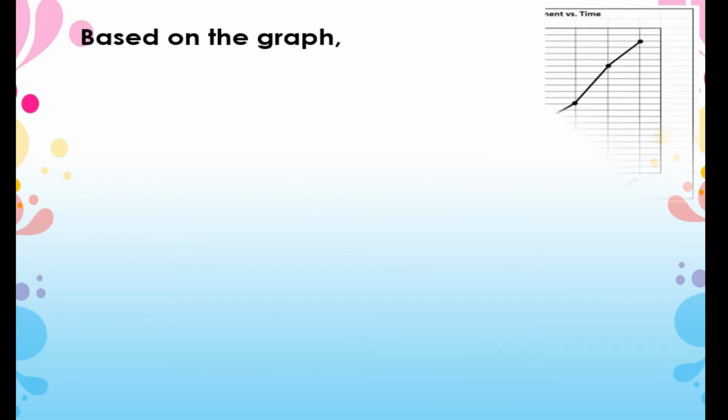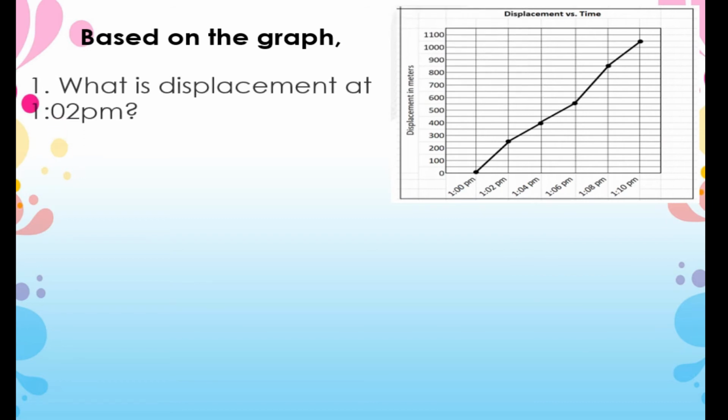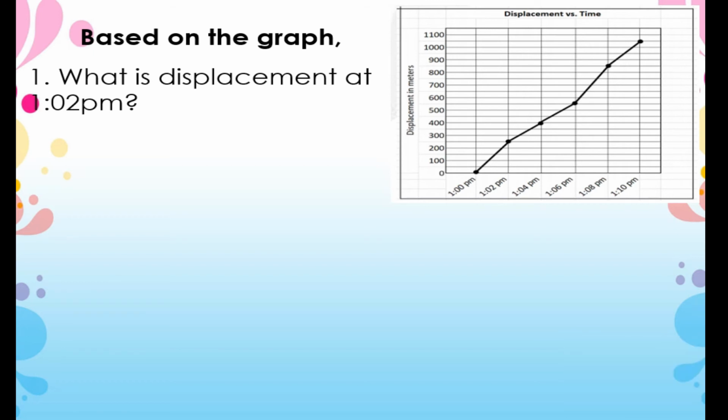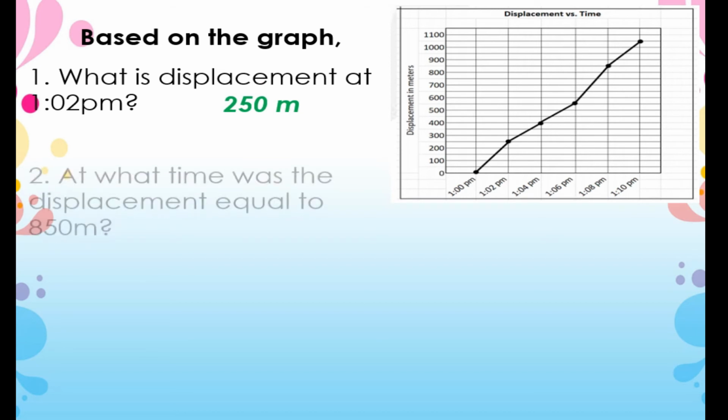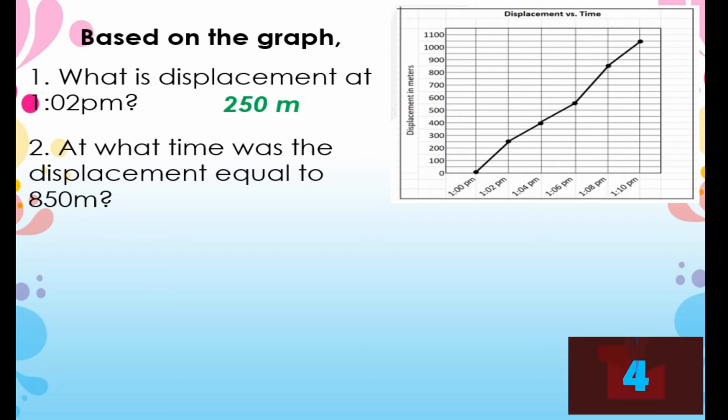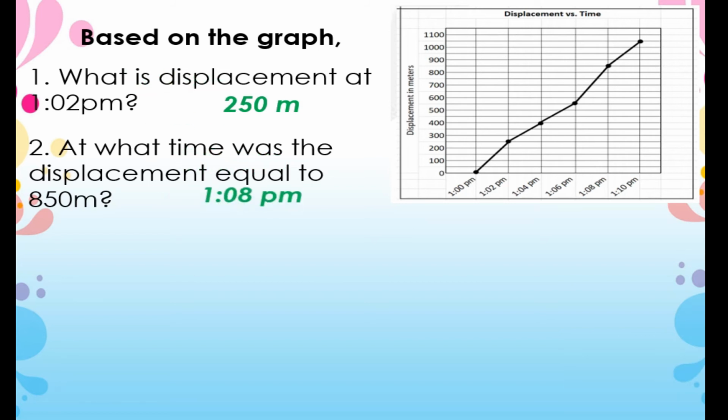Based on the graph, what is the displacement at 1:02 p.m.? Very good, 250 meter. Number 2, at what time was the displacement equal to 850 meter? Correct, it's at 1:08 p.m.